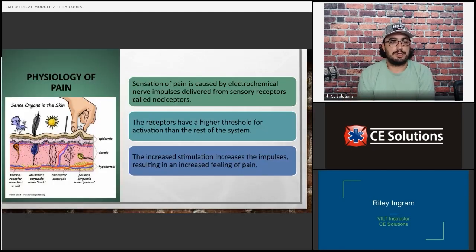All right, physiology of pain. The sensation of pain is caused by electrochemical nerve impulses delivered from sensory receptors called nociceptors. The receptors have a higher threshold for activation than the rest of the system. The increased stimulation increases the impulses, resulting in an increased feeling of pain. All right, so you can talk about how these thresholds are also person to person, right?